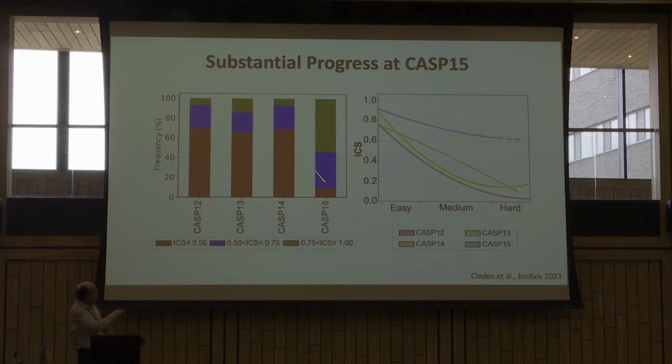At CASP15, we saw a massive leap, right? The red region was almost completely eliminated, and most predictions were either well predicted or at least moderately well predicted. So a really big leap forward in our ability to predict complexes. You could visualize it a little bit differently: if you look at easy targets, everyone, even all the way back to CASP12, was doing well on them, but it's the hard targets where at CASP15 we saw this really big gain in accuracy.